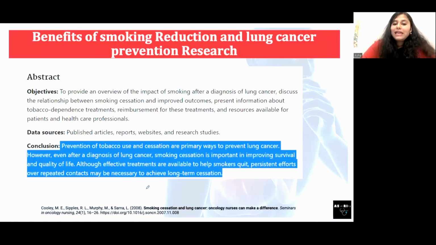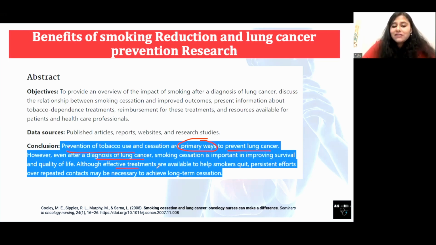So now again, to bring clinical research onto this and the importance of smoking reduction. Prevention of tobacco use and cessation are always primary ways, right, to prevent lung cancer. But even after diagnosis of lung cancer, smoking cessation is the most important in improving survival and quality of life. So even if these patients are diagnosed with lung cancer, even if they're at a worse prognosis, still it's never too late to improve the quality of life by reducing smoking.